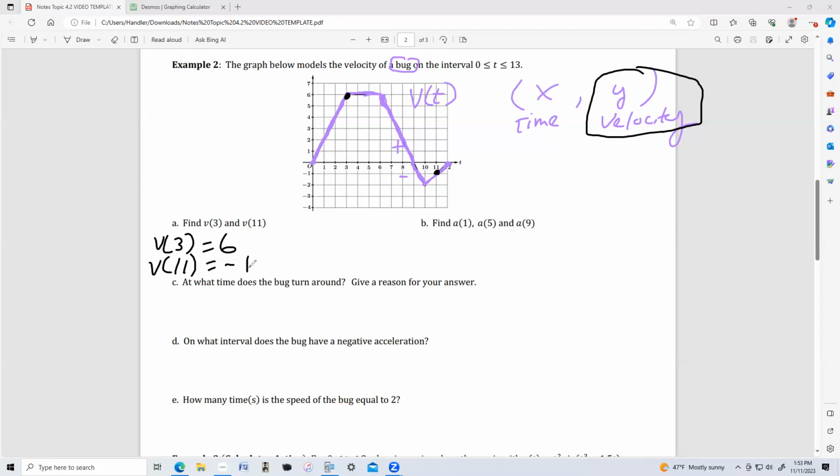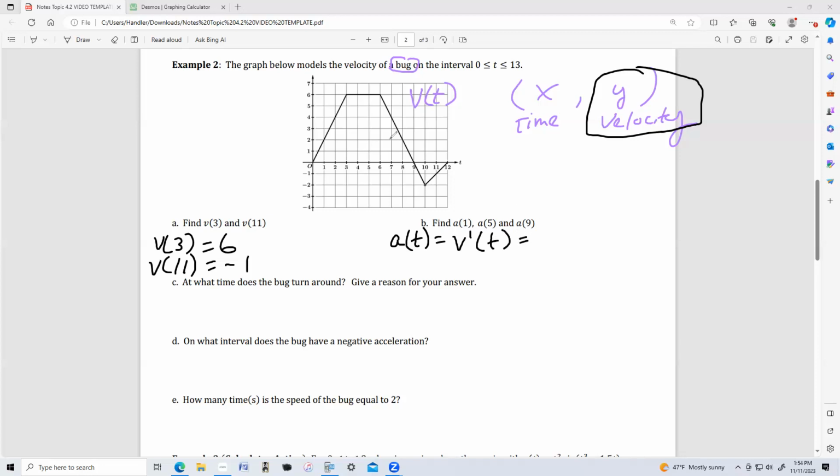All right, what about question B? Question B is asking about acceleration. Our graph is a graph of velocity. How do we go from velocity to acceleration? If you look back in our notes, to go from velocity to acceleration you have to take the derivative of velocity. So acceleration A of t is literally equal to the derivative of velocity.